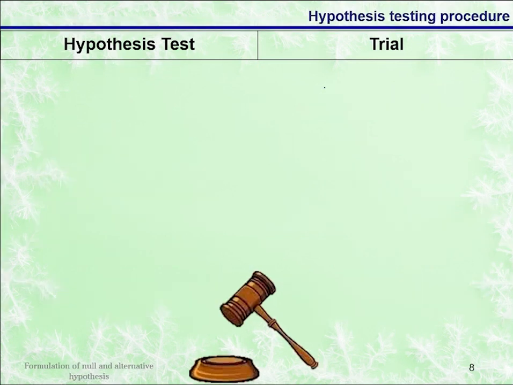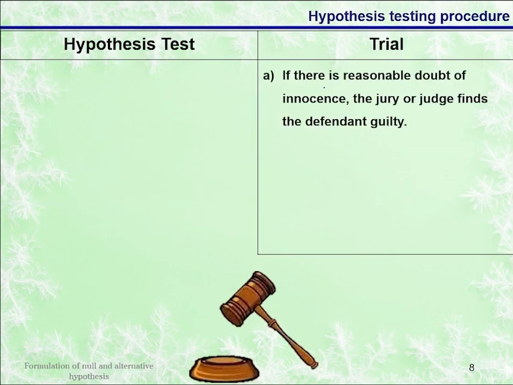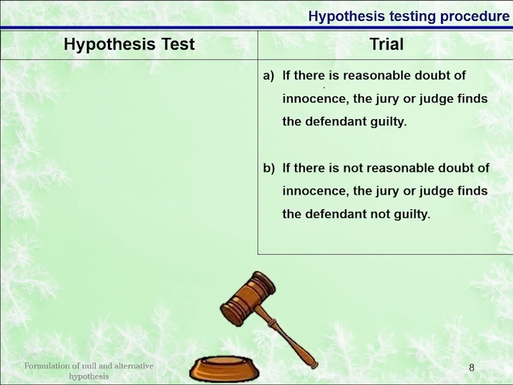Now, in a trial, if there's reasonable doubt of innocence, so we doubt that the person is innocent and there's enough doubt, then the person is found guilty. And if there's not reasonable doubt or enough reasonable doubt, then we find them not guilty. Notice we did not say innocent.